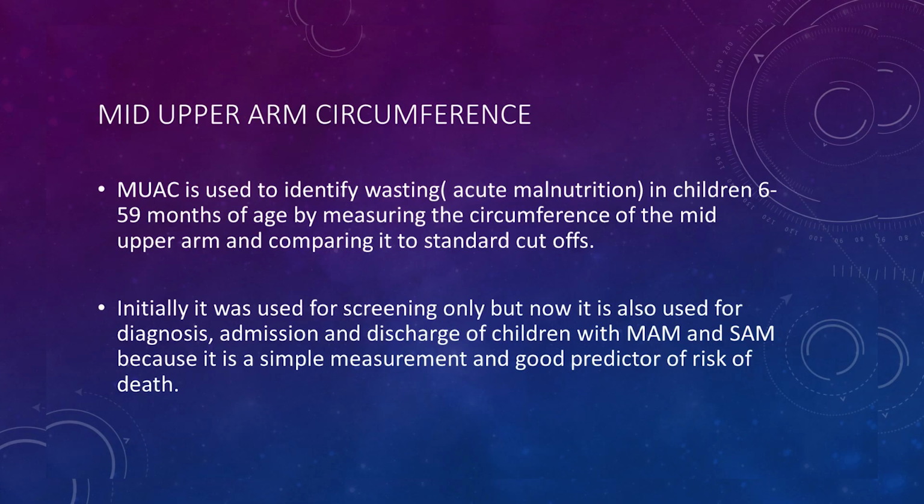Initially it was only used for the screening of the children, whether the child is well nourished or malnourished. But now it is a very useful piece of equipment for diagnosis of malnourishment. So, is it a mild or moderate malnutrition, or is it a severe acute malnutrition? By this we diagnose it, we decide the admission of the baby, or by continuously monitoring the mid upper arm circumference, we observe the prognosis of the malnutrition, and accordingly we decide when to discharge the children from the hospital. It is a simple measurement and a good predictor of the risk of death.